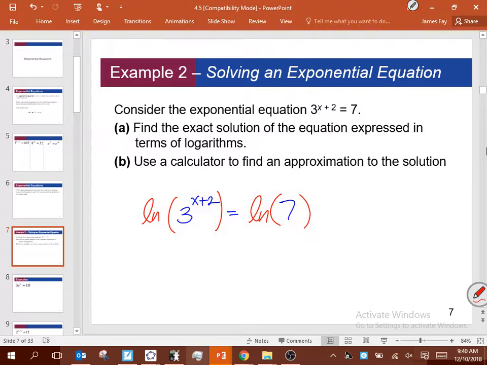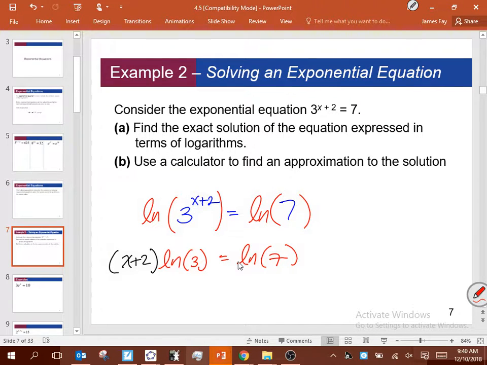Okay, so when you do that, then you can use that exponential rule where the x plus 2 can come out front. Now, remember, that's a quantity right now. It's an exponent, right? So when it comes out front, it's a quantity. And you're then left with ln of 3. And on the right-hand side, I don't have to apply any rules there, so it's just ln of 7.